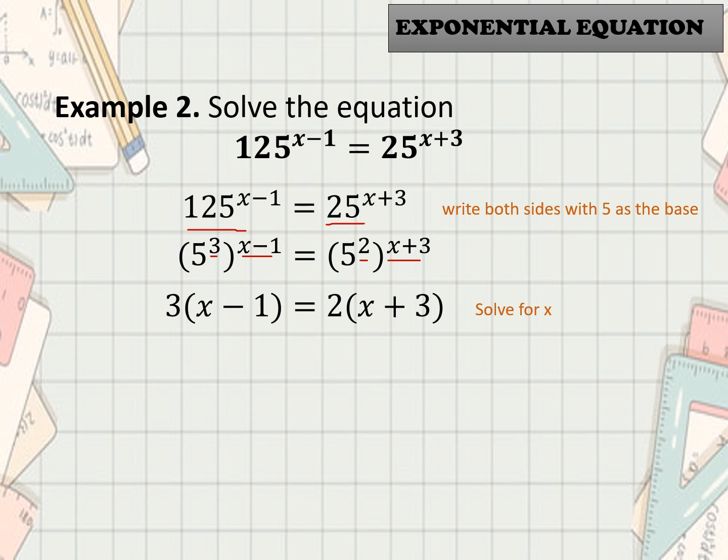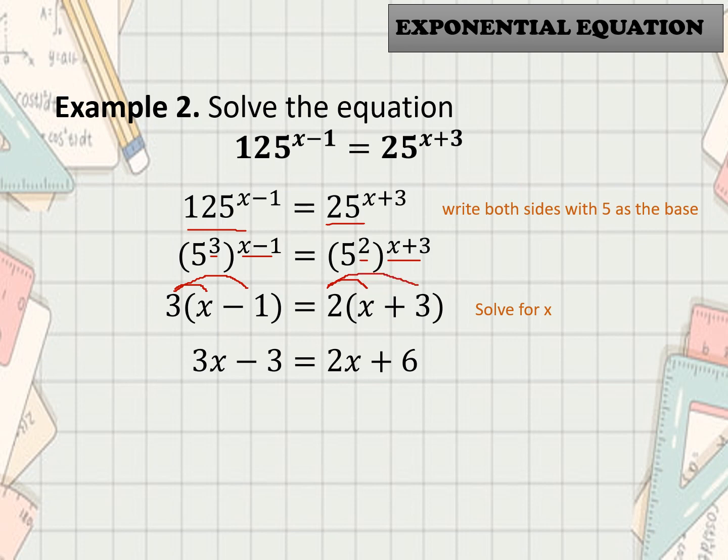Then now, let's solve for x. Okay, so distribute muna natin ito. 3 times x, 3 times negative 1. So, equal lang yan kay 3x minus 3. Then, si 2 naman, 2 times x is 2x. Then, 2 times 3 is positive 6.